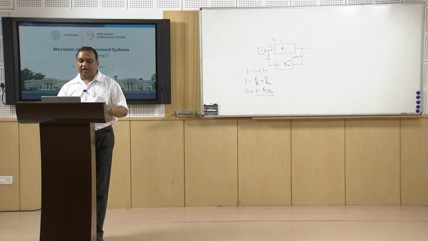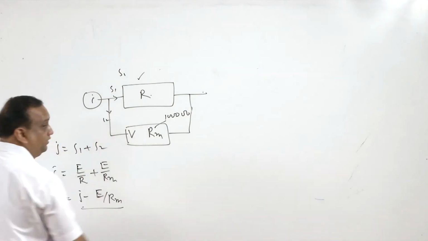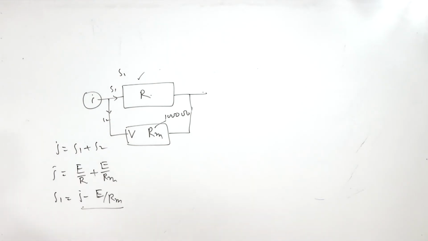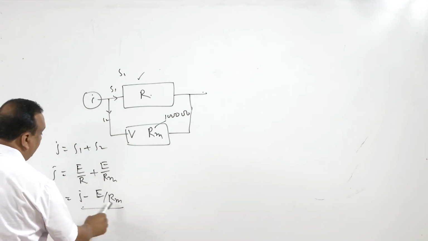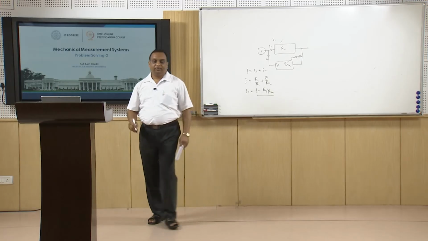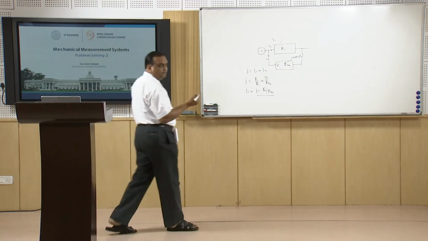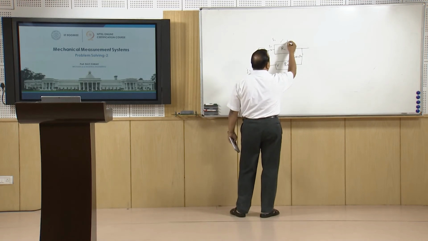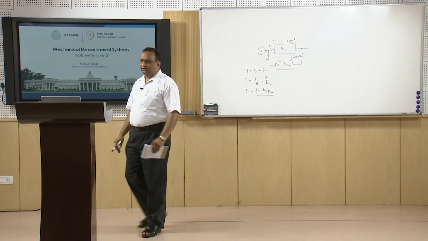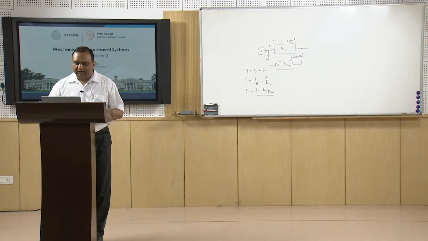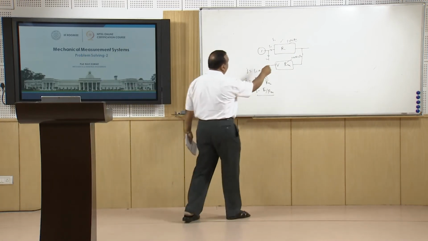Because R we do not know, but we have measured I. So the value of E is with us, the value of I is with us, and the value of Rm is with us. So we have made two measurements. The value of R is approximately 100 ohm. It is approximate, not exact. Calculate the nominal value of power dissipated in R. What is the nominal power dissipated in R?